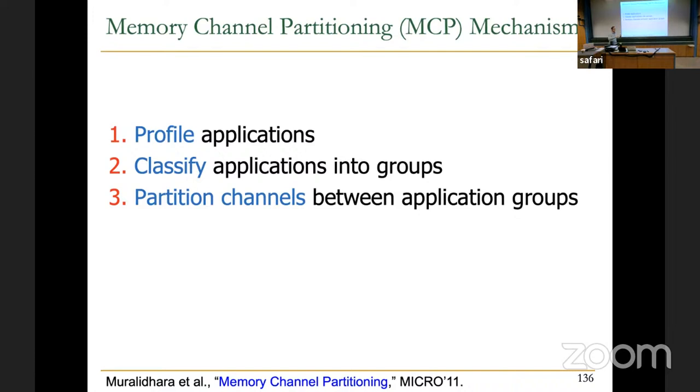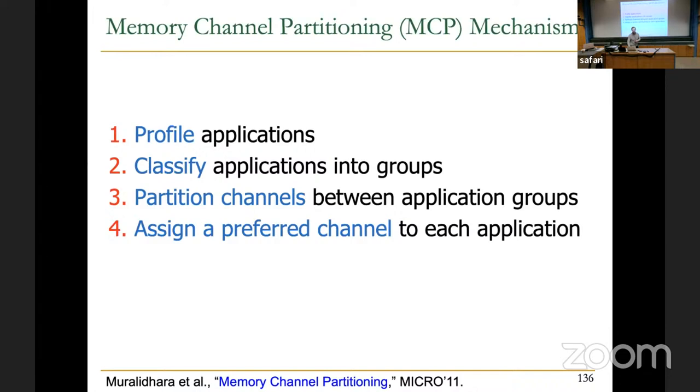And you partition the channels between these application groups. So there's an algorithm that does it. I'm not going to go into detail. And you assign, this is all done in software. The software assigns a preferred channel to each application. When that application needs to allocate a page, that page gets allocated from that preferred channel, hopefully.